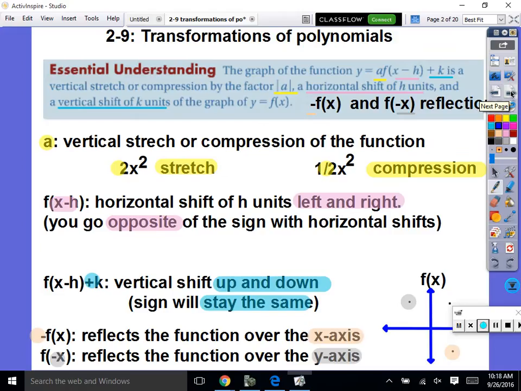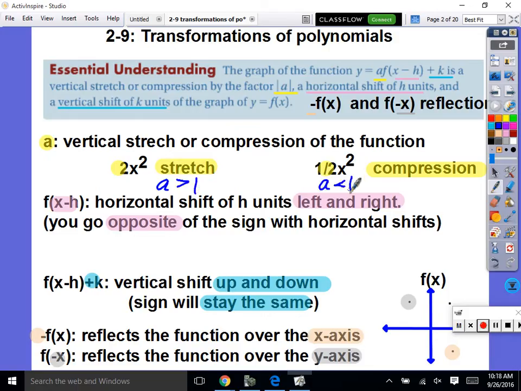So everybody, understand a couple things. The graph of the function y is equal to a times the function. This f just means it can be any function, so we're going to extend this to all functions. A times f of x minus h plus k, it's going through and telling you what each thing is. This A is a vertical stretch or compression of the function. That's what's multiplied in front of the function. It's a stretch if your A value is greater than 1. It's a compression if your A value is less than 1.